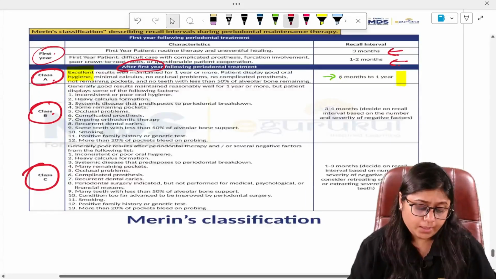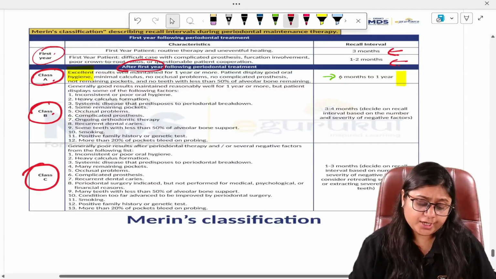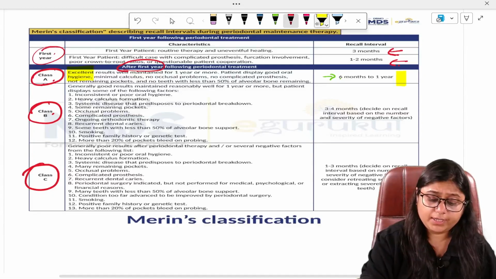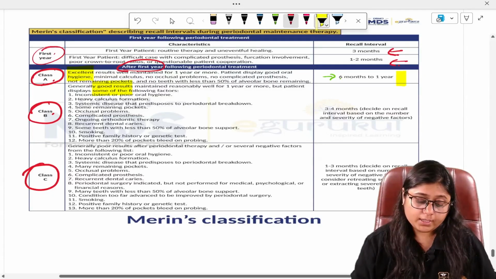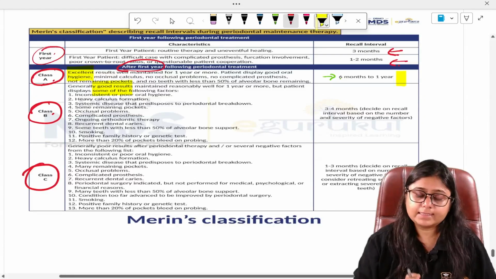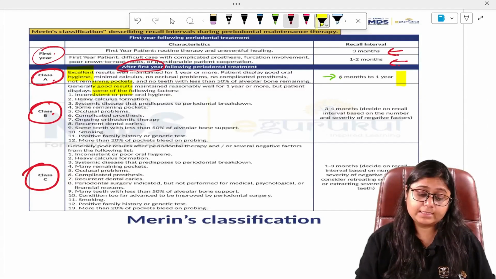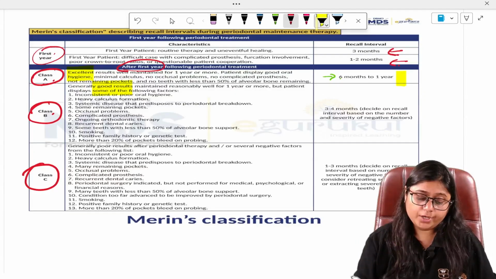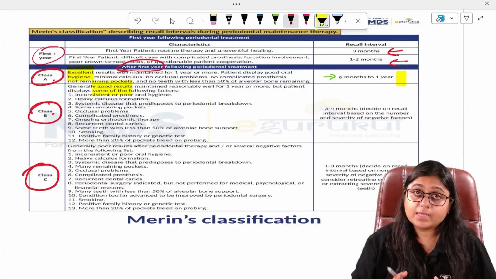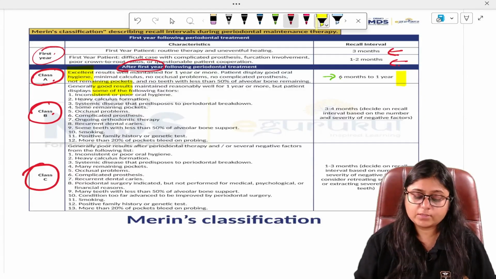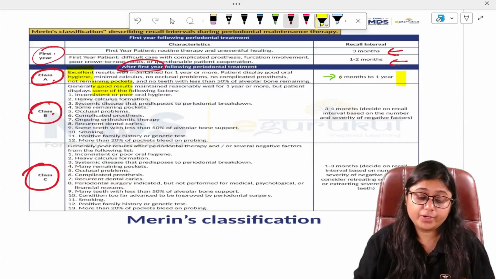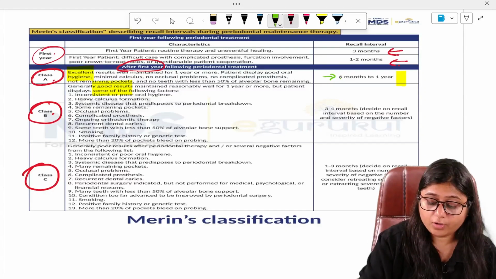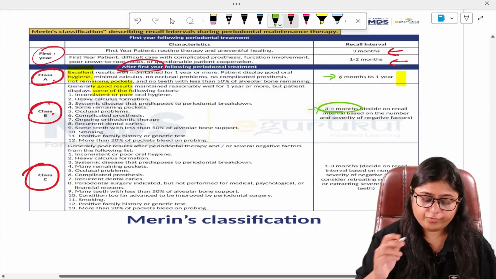Now, in class B, the keyword here is good results, maintaining a good result for 1 year. The patient has inconsistent, poor oral hygiene, some systemic diseases there, but the patient is able to control it, and the patient is a heavy calculus former, the patient has ongoing orthodontic therapy, then you have to recall the patient at every 3 to 4 months.